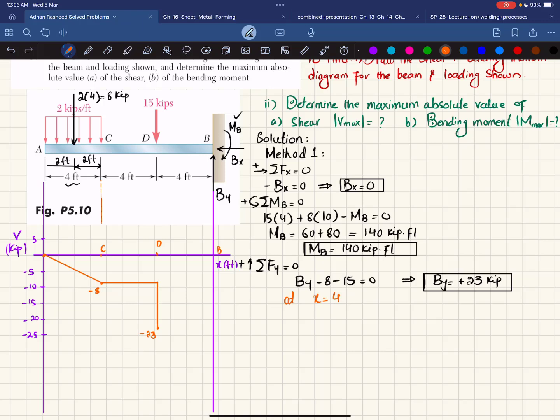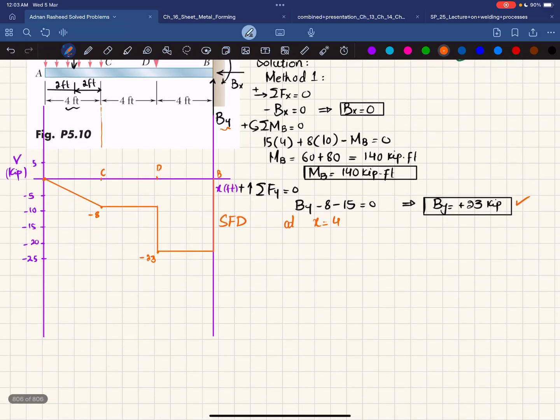And again, moving from D to B, there is no other shear force. It will remain the same, horizontal. And at the end, you can see you have By, which is plus 23. So minus 23 plus 23 will give you 0. So this is your shear force diagram. Clear? And we will now move toward the bending moment diagram.